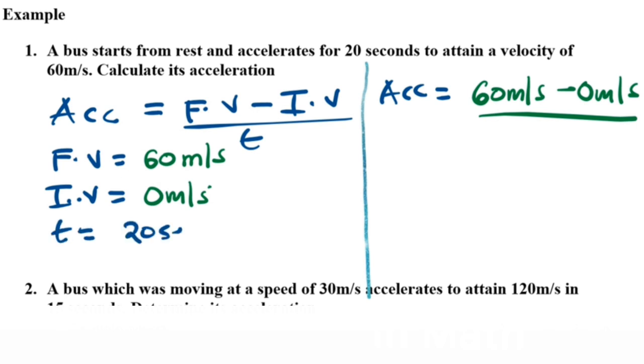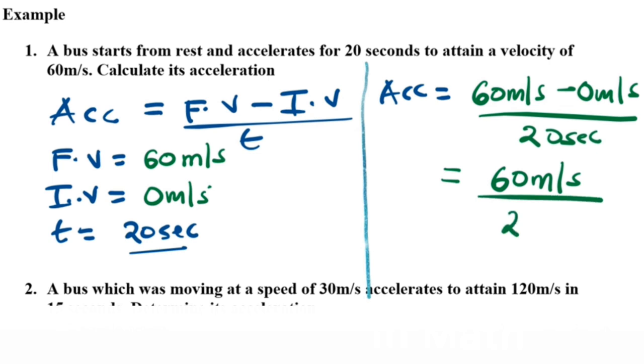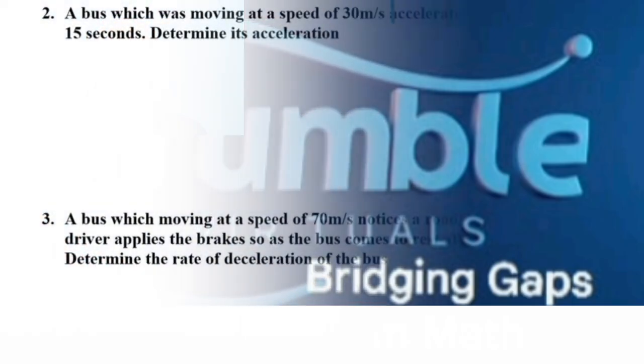So applying the formula, acceleration is equal to final velocity minus initial velocity over time. So that will be 60 meters per second minus 0 meters per second divided by 20 seconds. 60 minus 0 is 60, so 60 meters per second divided by 20 seconds, and that gives us 3 meters per second square.